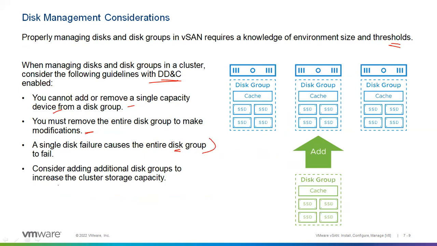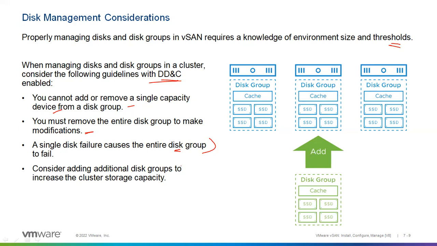Consider adding additional disks to the disk group to increase the cluster storage capacity, because it's not a feature of disk level, it is a feature of disk group level. Whenever any failure occurs, first of all we have to remove the disk group, bring up the disk, and again recreate the disk group. But if dedupe and compression is not enabled, and any capacity disk fails, we can replace it directly.